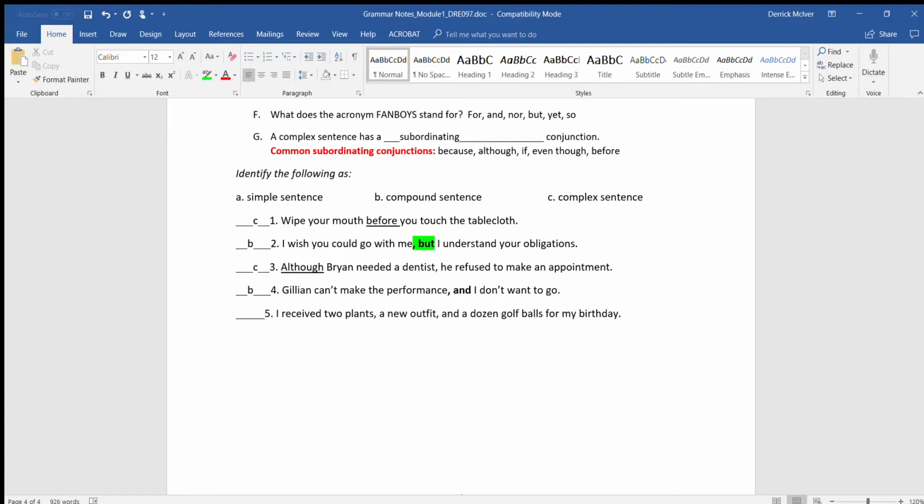Okay. I received 2 plants, a new outfit, and a dozen roses. This sentence does have a comma and does have a coordinating conjunction. For it to be a compound sentence, it must be a complete sentence on both sides of the comma and coordinating conjunction. So let's look at 4. Gillian can't make the performance, complete sentence. I don't want to go, complete sentence. Okay. For it to be a compound sentence, it must be a complete sentence on both sides of the comma and coordinating conjunction. I received 2 plants, a new outfit.